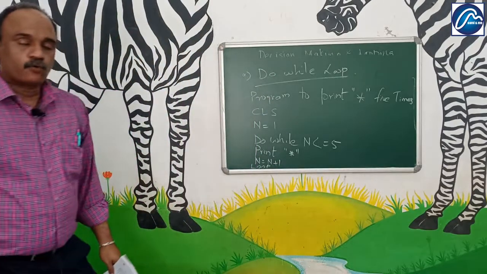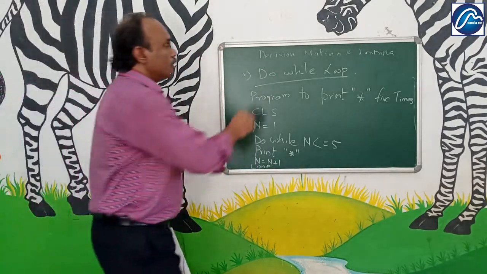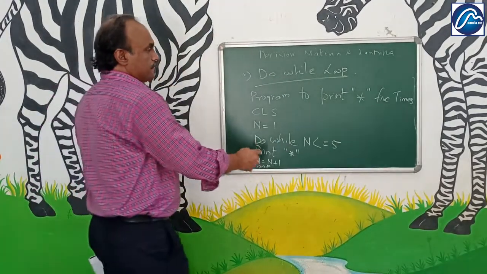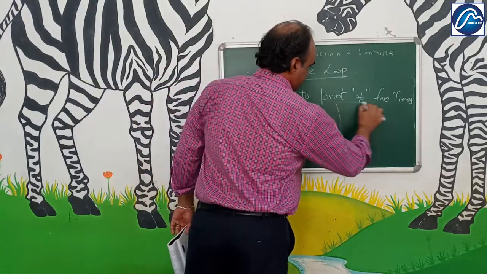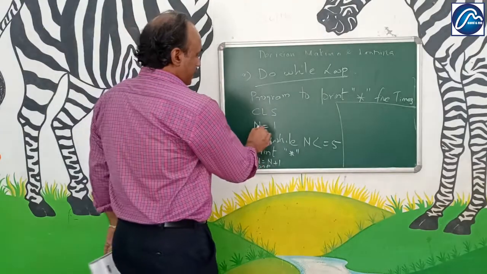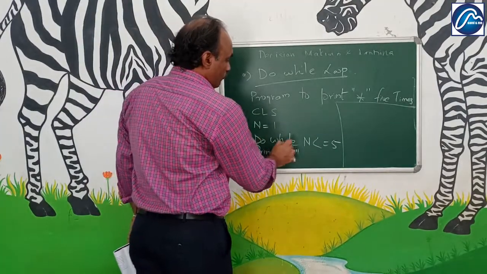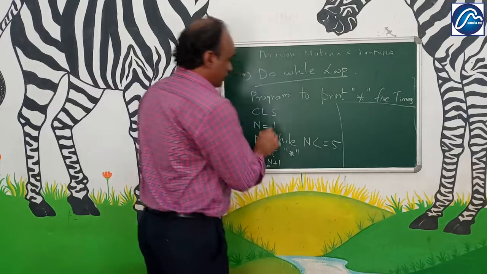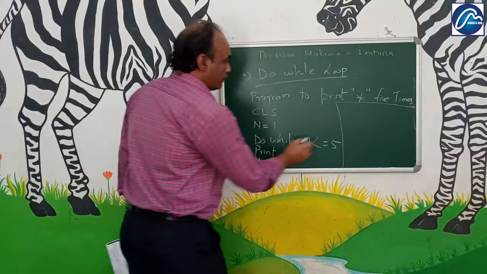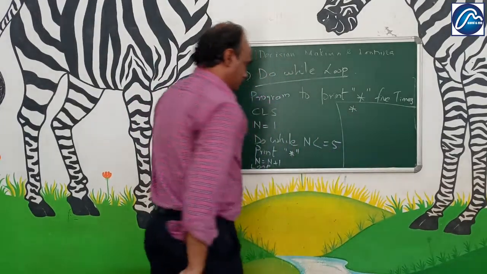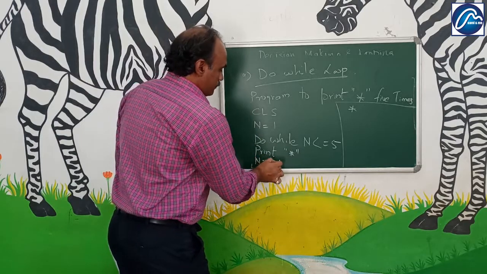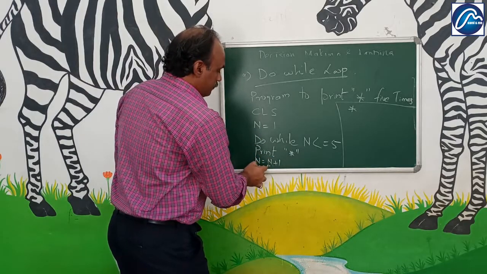How does this program run, or how does do while function? See, when I run this program, first will be CLS. Screen you are getting as new. N has taken the value to be 1. Do while n less than equal to 5. What is the value of n here? 1. 1 is less than 5. So print. n equal to n plus 1. What is the value of n here? N is equal to n plus 1. N will be 2.